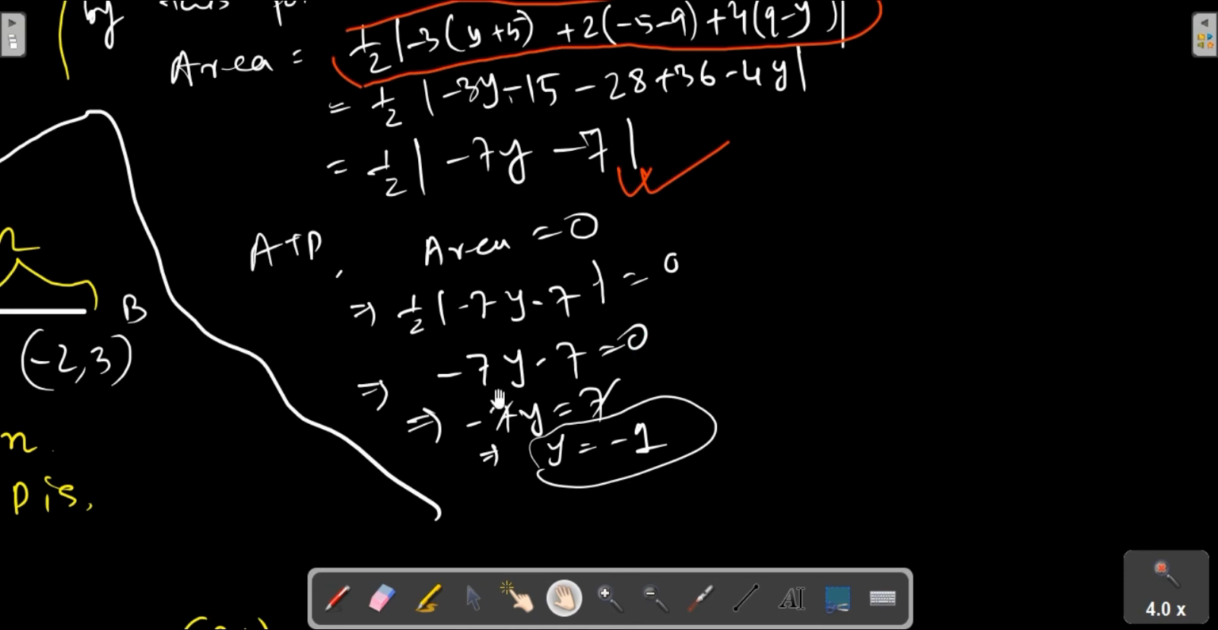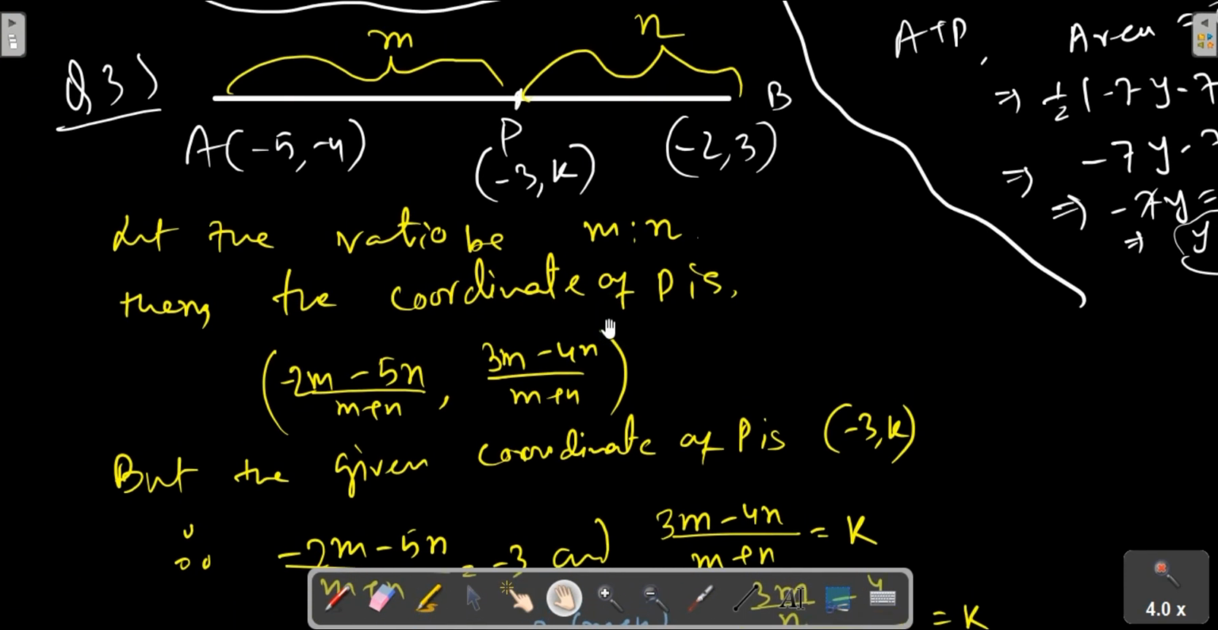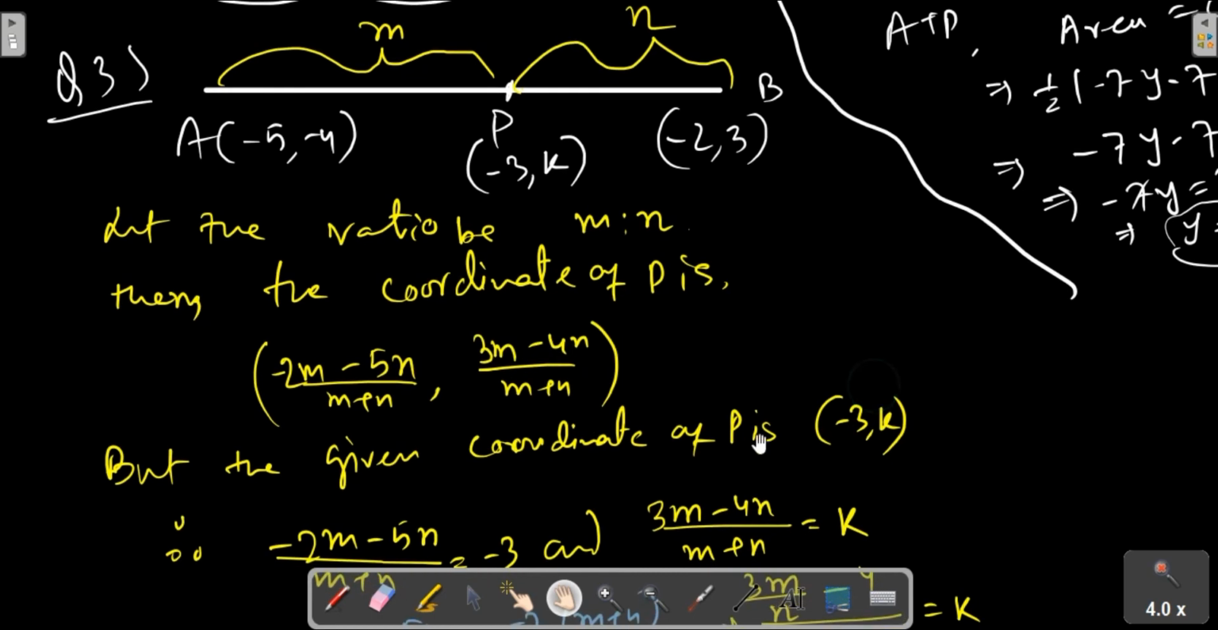Okay. Moving to the next question, question number 3. Now in this question, we'll try to apply the ratio formula, that is the m is to n, the section formula. So here we can see very clearly that AB is a line segment and P is a point inside. They have asked in which ratio this point P has divided this line segment AB. Now what I have done, I have just taken the ratio as m is to n.